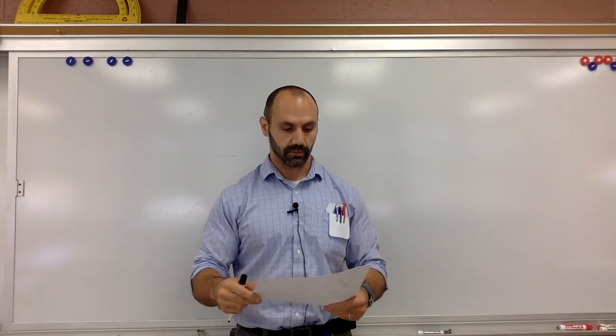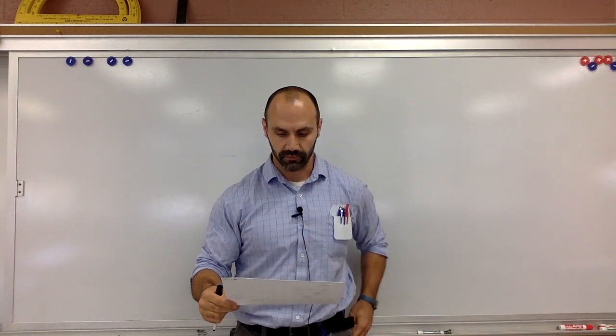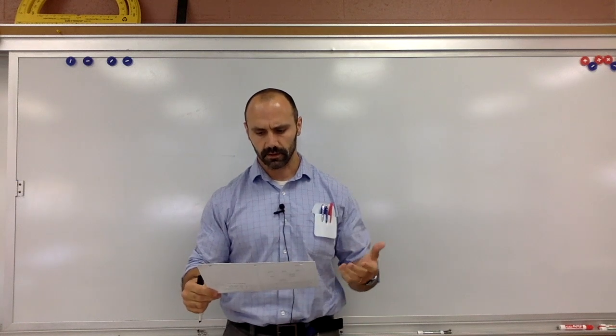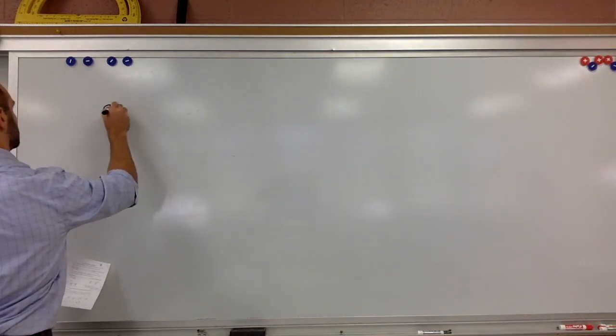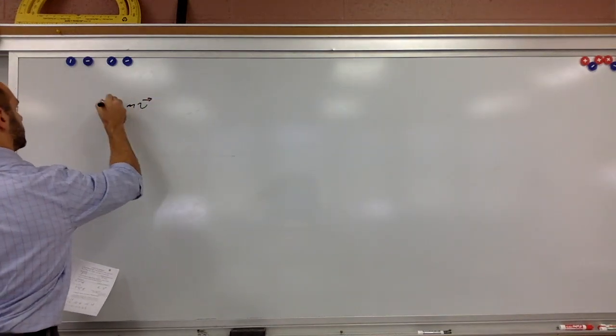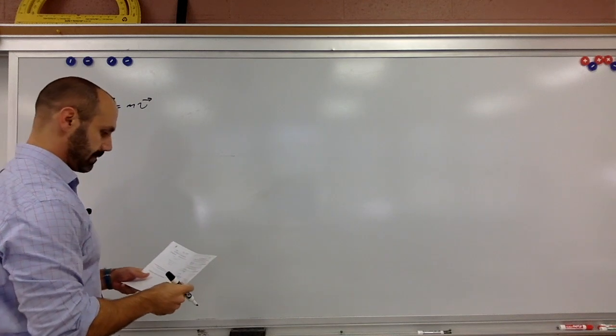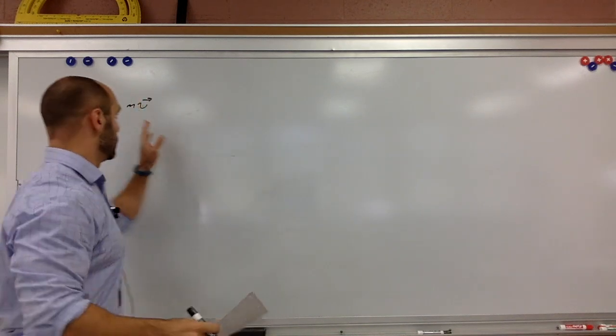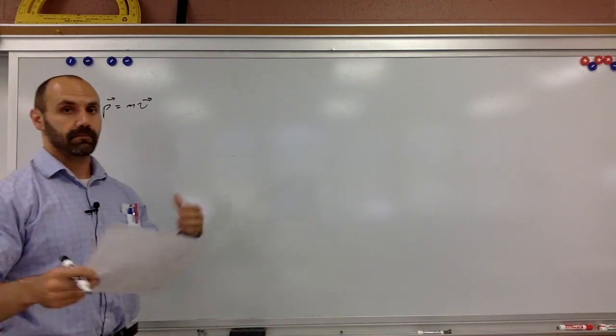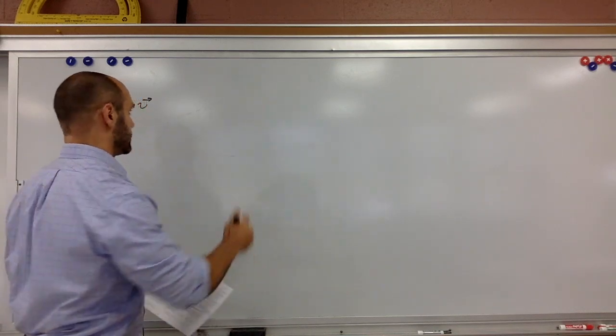Now we're going to start with momentum. We're starting with section 9.4. And so momentum is p equals mv. v is a vector, p is a vector. You know that for a system of particles, it works the same. This is for one object, but if you have a bunch of objects, it works the same way.